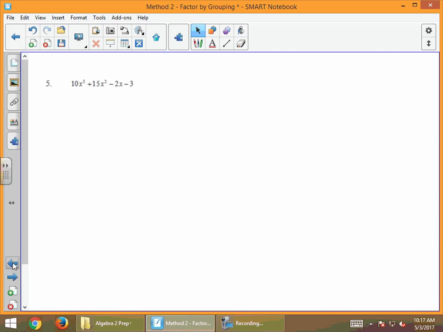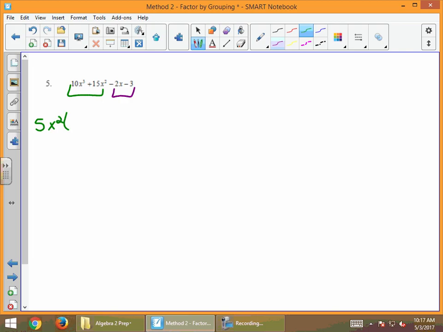Go back to home. Again, with number 5, always check and see, can we take out a GCF between all 4 terms? No. So go ahead, you have 4 terms, we're going to group. Group the first 2, group the back 2. What's our GCF between 10 and 15? 5. And what are you going to take out between x cubed and x squared? When we write our leftovers, 10 divided by 5 is 2. Had 3 x's, took 2 out. 1 is left. Plus 15 divided by 5 is 3. Had 2 x's, took 2 out. None are going to be left.